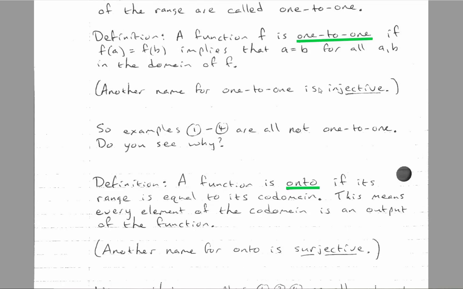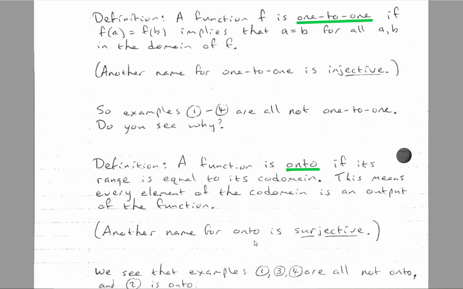Okay, one-to-one, that's the first property, and the second key property is a function being onto. A function is onto if its range is equal to its codomain. This means that every element of the codomain is an output of the function. A function that has that property is called onto or surjective. The function's a surjection.